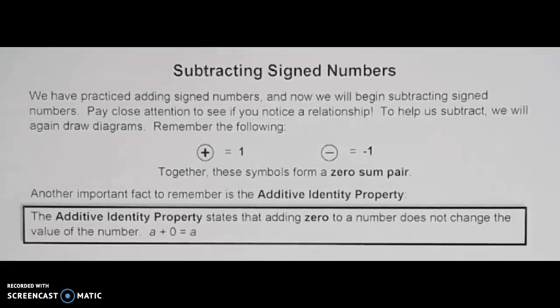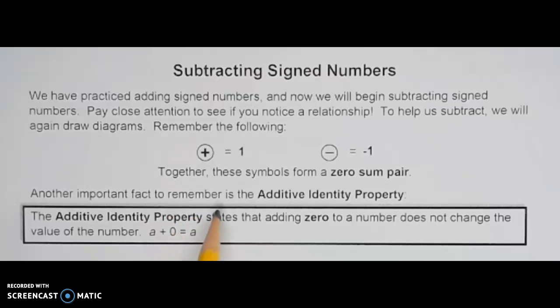Remember the following. If we have a positive symbol, that represents positive 1. If we have a negative symbol, that negative symbol represents negative 1, and together these symbols form a zero pair. 1 plus negative 1 is equal to 0. They're opposites, they're additive inverses, they form a zero-sum pair.